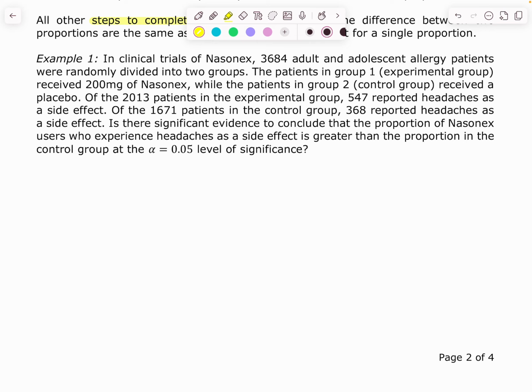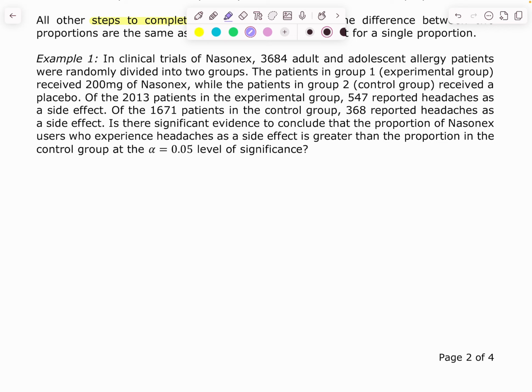Is there significant evidence to conclude that the proportion of Nasonex users who experienced headaches as a side effect is greater than the proportion in the control group at the alpha equals 0.05 level of significance? So this is a controlled experiment, so we want to know, does Nasonex cause headaches as a side effect? Should we be listing that as a side effect on Nasonex?